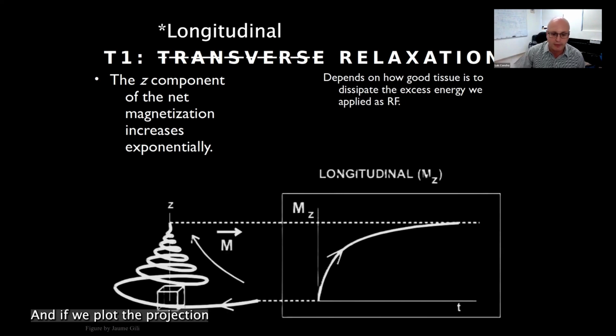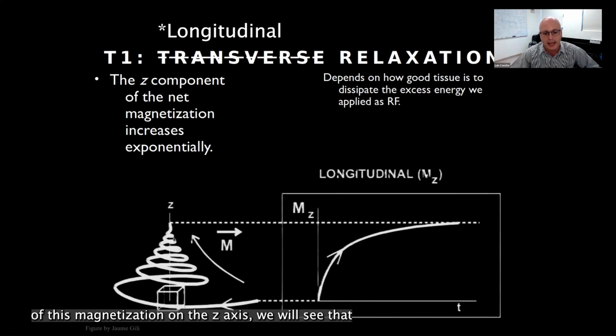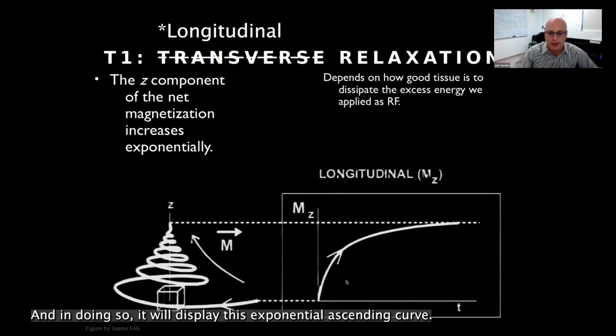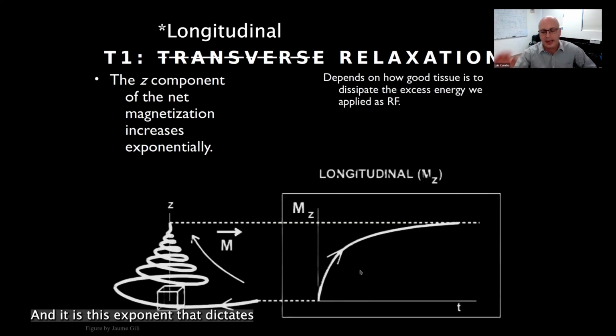And if we plot the projection of this magnetization on the Z-axis, we will see that if it was completely perpendicular to it, it will gradually grow all the way back until it's fully relaxed. And in doing so, it will display this exponential ascending curve. And it is this exponent that dictates the shape of this curve that we call T1.